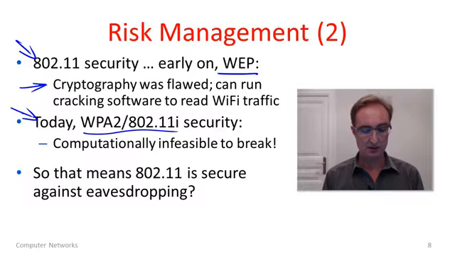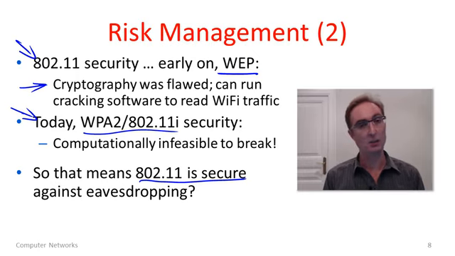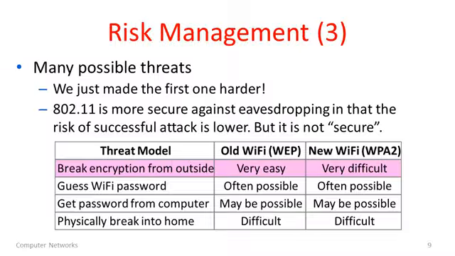My question for you is, does this mean that 802.11 is secure against eavesdropping? I have to say what the threat is. So, against someone eavesdropping and listening into your messages, is it secure against that? Well, not necessarily. The reason is that there are many possible threats. In fact, I've listed some here in this table. You can see that the one we've been talking about with WEP and WPA2 is intercepting messages from the outside and breaking the encryption. We shifted that from very easy to very difficult by moving from WEP to WPA2.